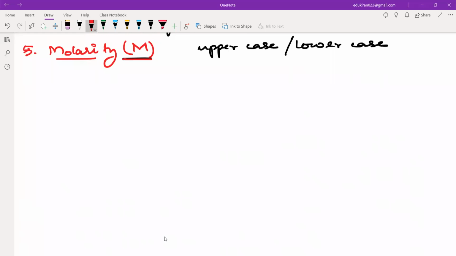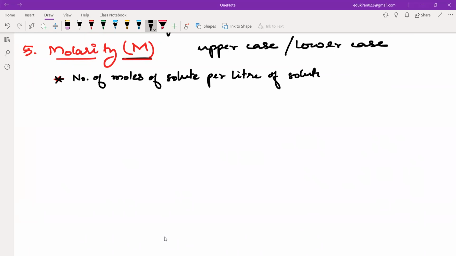Okay, fine. Molarity. What is molarity? Please remember this one-liner: number of moles of solute per liter of solution. If you remember this one line, then you will also remember the formula. Molarity is equal to number of moles of solute. One thing for all of you: whenever I write A, the context here is for solvent.